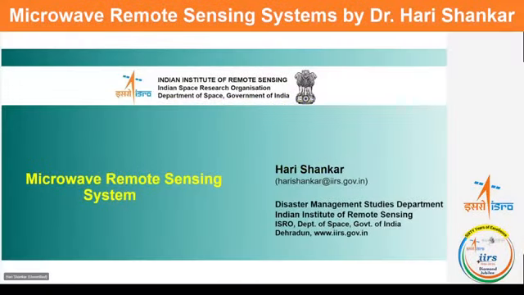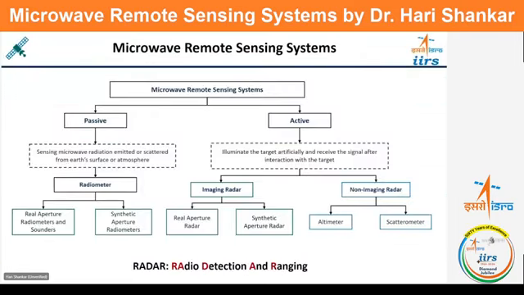Okay, so now the second lecture is microwave remote sensing systems. If you see, these microwave remote sensing systems are also working in both domains, the active as well as the passive domains. As we understand, in passive sensing we are using the sun as an energy source. If we are using the sun's energy as the source and we are using a microwave sensor, then it is called a microwave passive sensor.